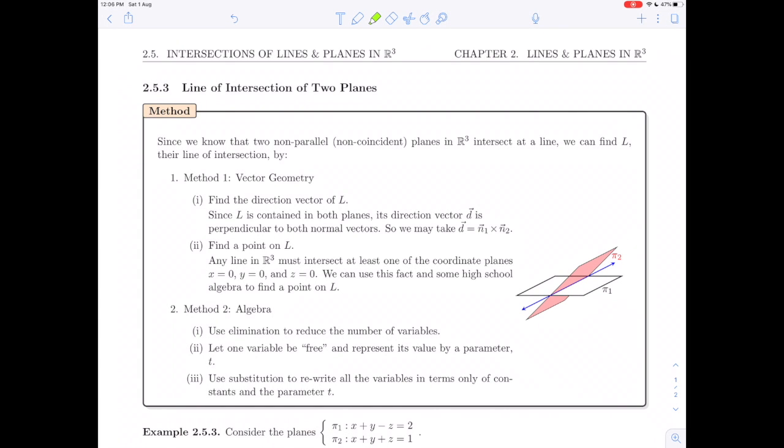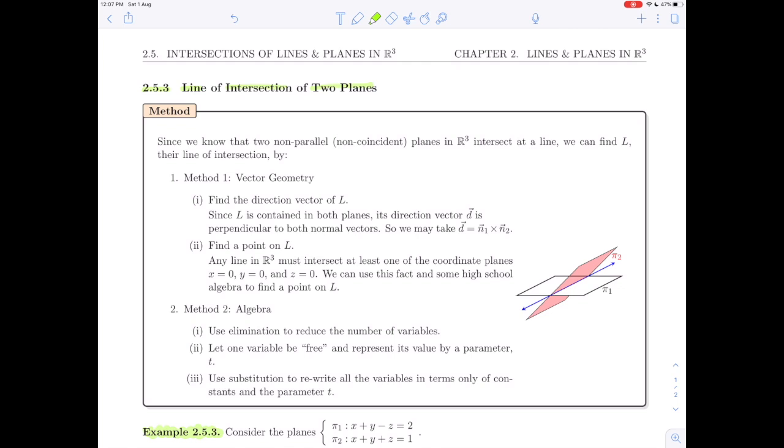This video is continuing section 2.5 on the intersection of lines and planes. We're going to start section 2.5.3, the line of intersection of two planes. In particular, we're going to do example 2.5.3. We're going to start that in this video, and in the next video, we are going to finish it.